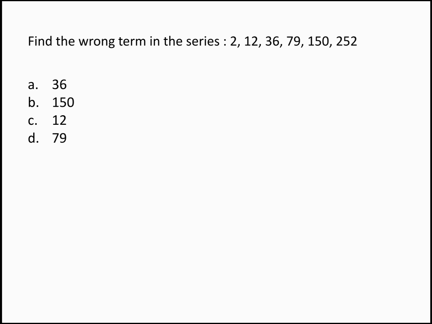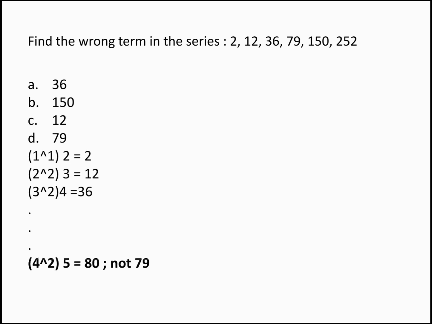Find the wrong term in the series 2, 12, 36, 79, 150 and 252. This is yet again a simple question. 2 is 1 square into 2. Then 2 square into 3 gives you 12. 3 square into 4 gives you 36, and going like that, 4 square into 5 should be 80 but not 79. What is given here in the series is 79. So the odd one, that is the wrong term in the series, is 79. Hope you got the logic. Moving on to the next question.